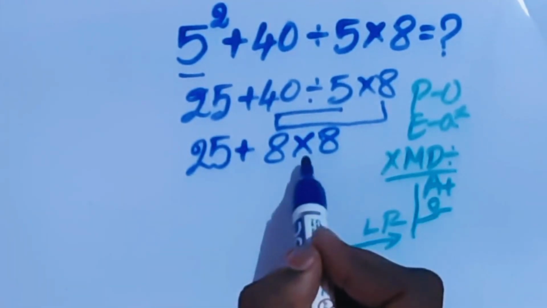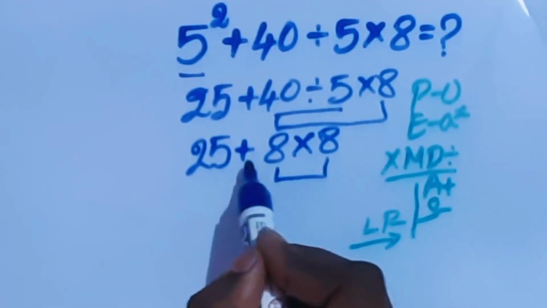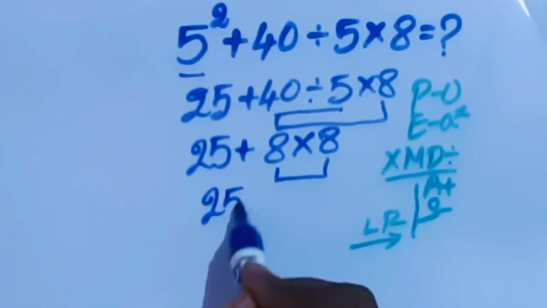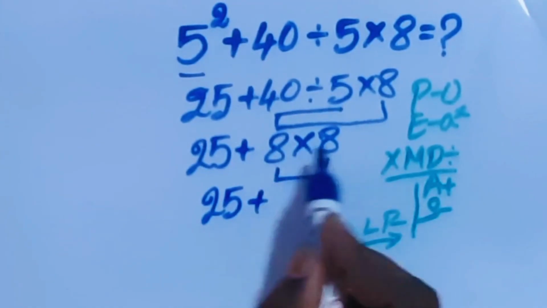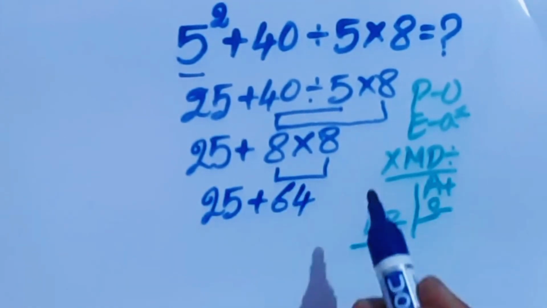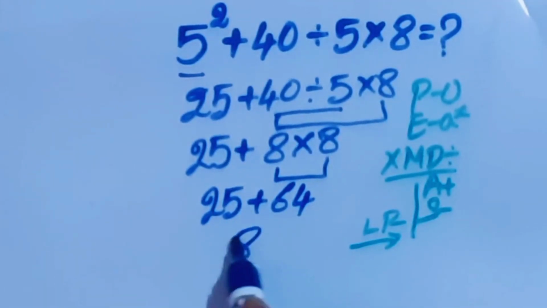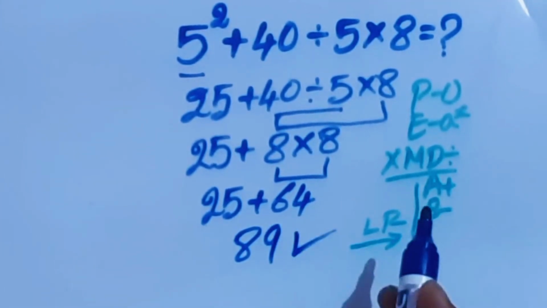Here we have addition and multiplication. Multiplication is higher priority than this addition as per this. So 25 plus 8 times 8 is 64. Here 25 plus 64 is 89, which is the correct answer.